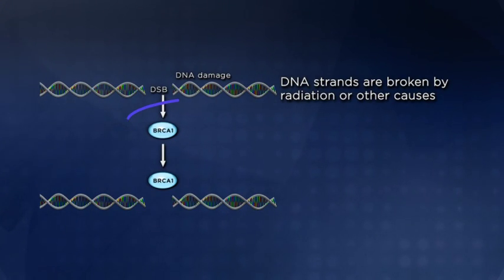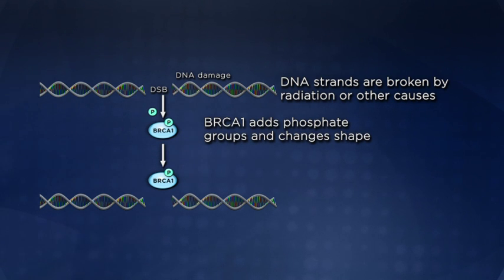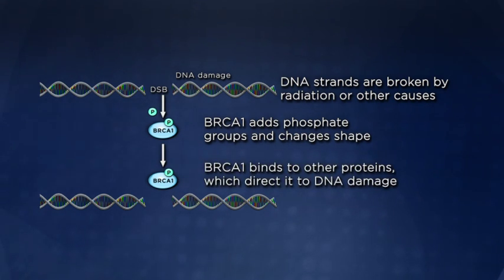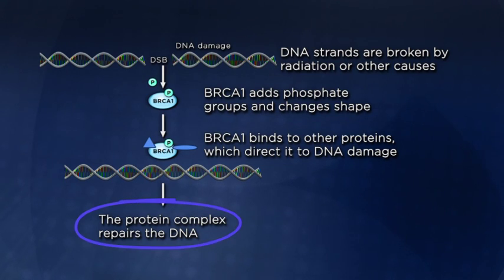When there's DNA damage, then the phosphorylated or phosphate-containing BRCA1 goes into the nucleus, binds other proteins, and they go and they repair DNA. So here's the repair going on. Here's the BRCA1. Here's a double-stranded break of DNA, for example. And the BRCA1 is adding phosphate groups, and that causes it to change shape, bind to a bunch of other proteins. Together, the gang goes into the nucleus and directs the repair to DNA damage, and the protein complex repairs DNA. Quite an impressive system.